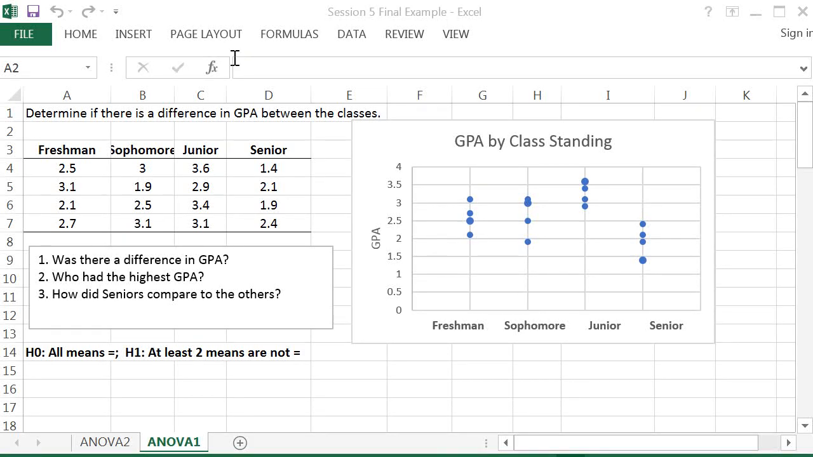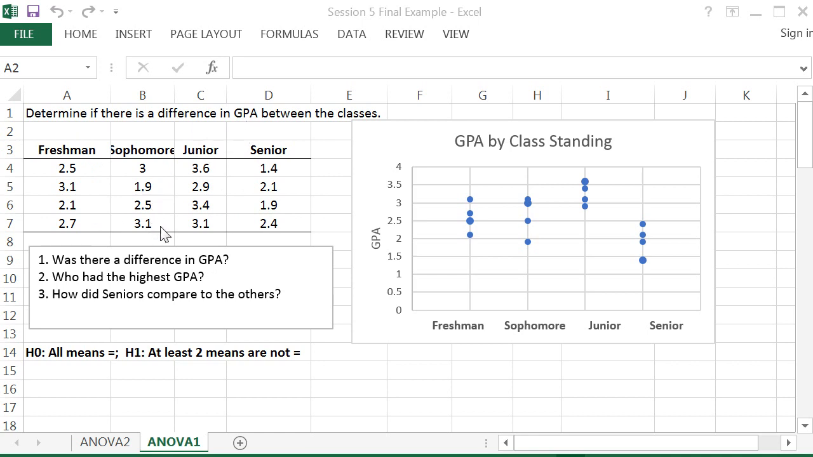Hi, this is Dr. Green, and I wanted to go over an example for the final exam for you here. So they did a really good job with the ANOVA in the video that was on Blackboard, but they didn't tell the whole story. So let me help you work through an example that's very similar to the one that you need to do. So here we're given some information about GPAs for freshmen, sophomore, junior, and seniors. And the question to answer here is determine if there's a difference between the GPA for the different classes.